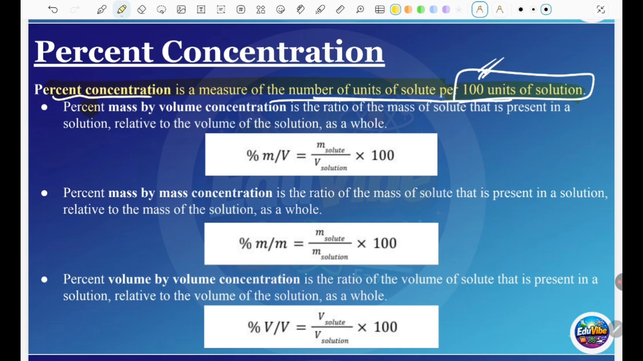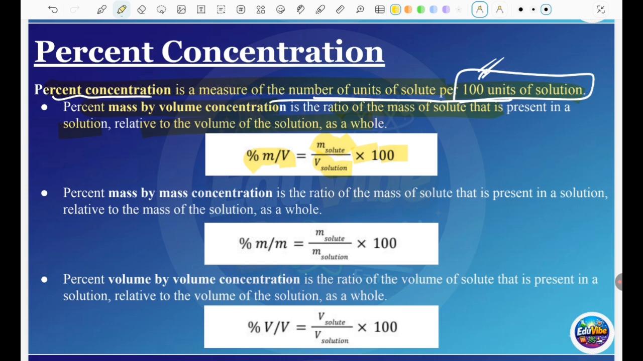First, the mass by volume concentration is the ratio of the mass of solute that is present in a solution to the volume of the solution as a whole. So we take the mass of the solute and the volume of solution, and multiply by 100 to get the mass by volume concentration. For this, the question has to give us the mass of the solute and the volume of solution.